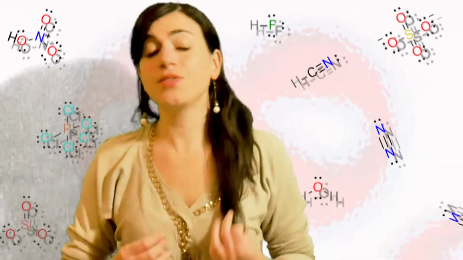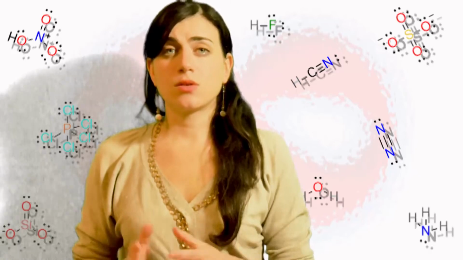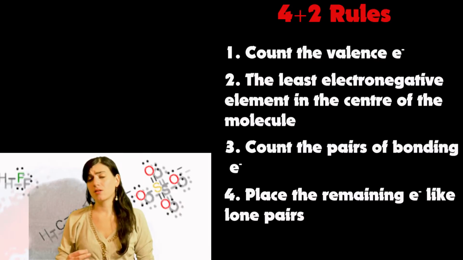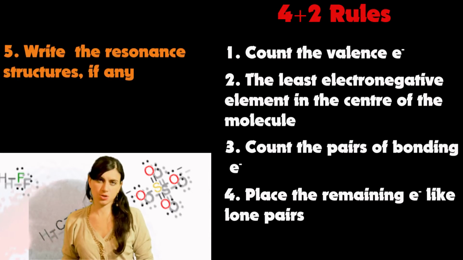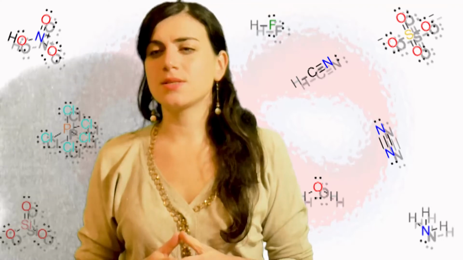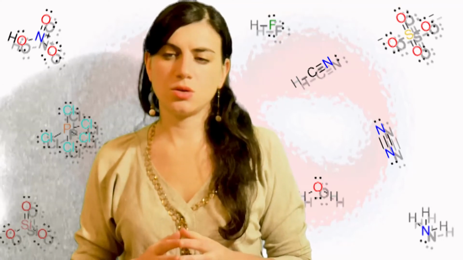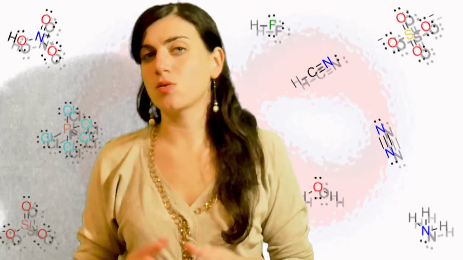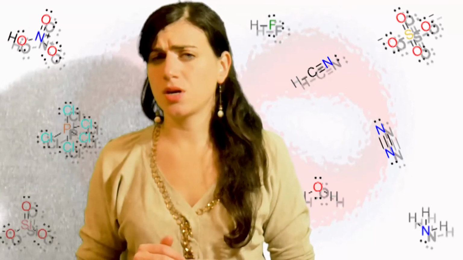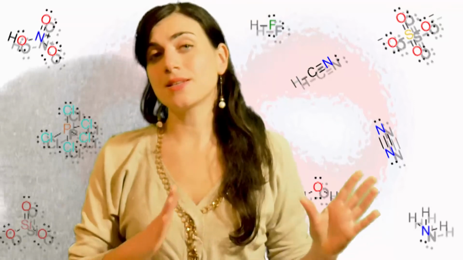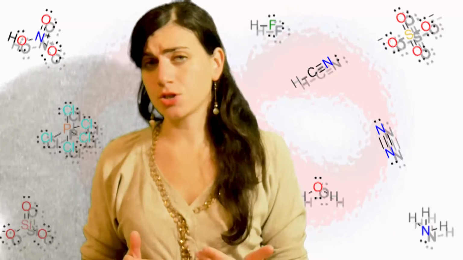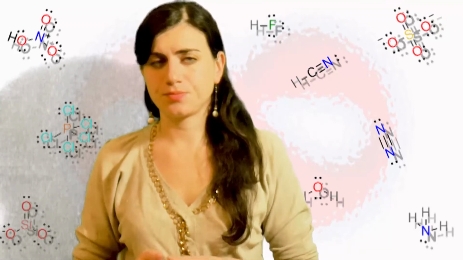Let's see. The 5th rule is about the topic of resonance. 5th rule: see if there are some resonance structures for your Lewis structure. What does it mean? Resonance is a concept in which you will have the same placement of atoms but different placement of electrons. And all the resonance structures are equivalent in terms of energy and all valid.